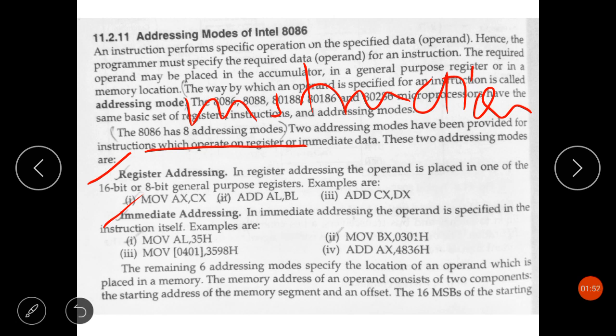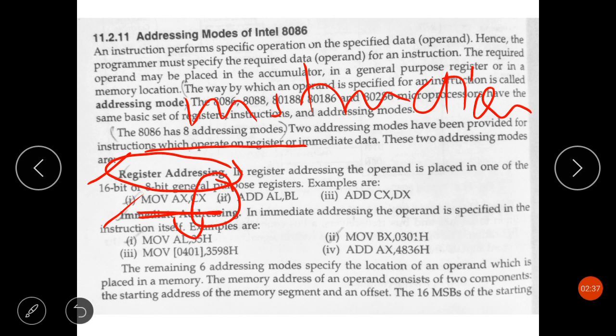In register addressing mode, what will happen? The operand is actually the content of an 8 or 16-bit general purpose register. That is how we specify the operand in the instruction. Suppose, for example, MOV AX, CX. This is an instruction of the 8086 microprocessor, and it will move the content of the CX register to the AX register. So what is the operation? The operation is moving the content from the source, that is from one register, to another register. And what is the operand? The operand is the content of the register CX.